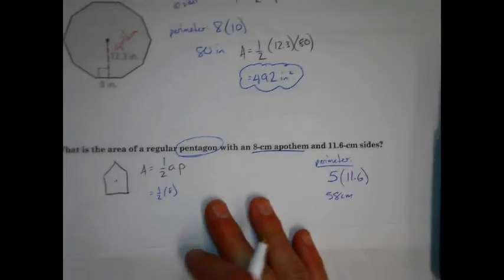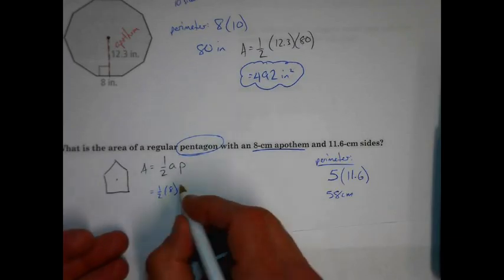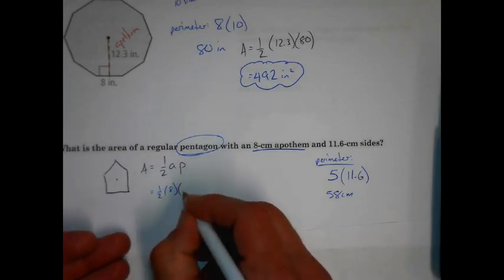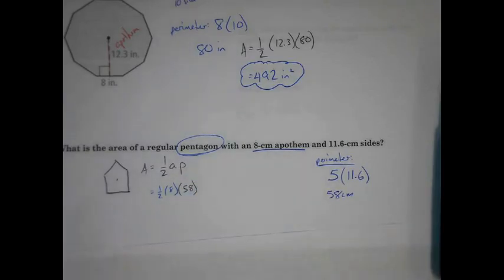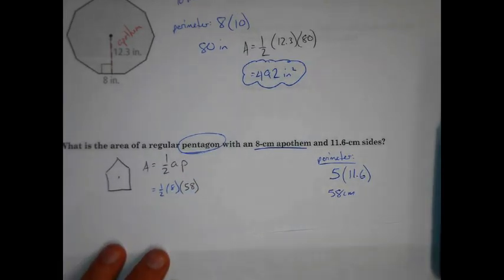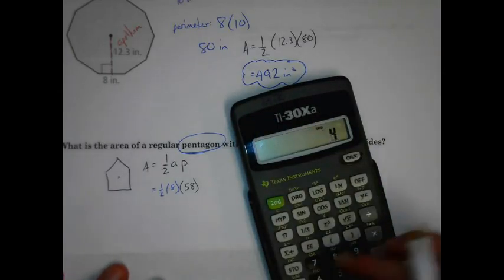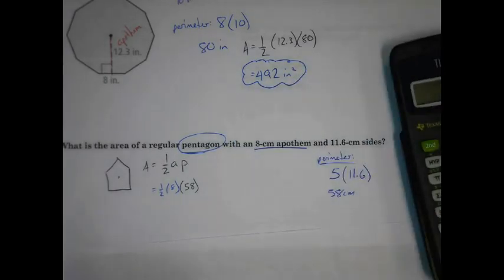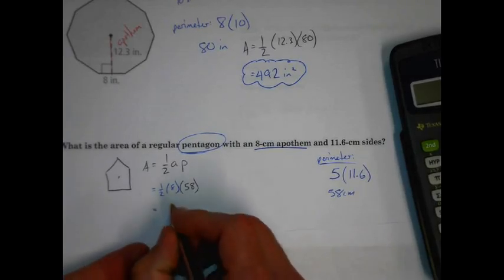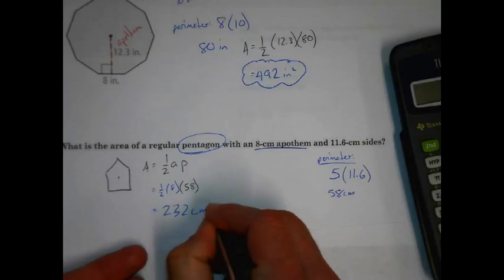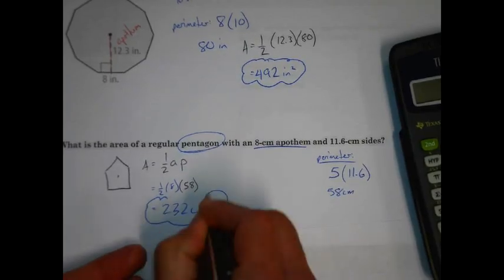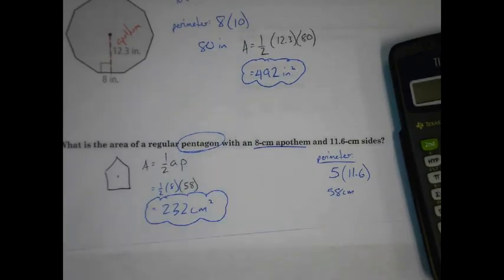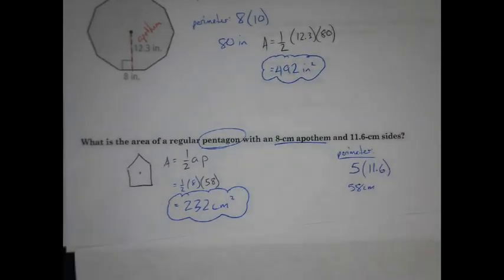So back to the area formula. It's 1/2 the apothem times the perimeter, which we just found is 58. Okay, so the rest, again, calculator work, or if you want to do some stuff in your head, 1/2 of 8 is 4, so 4 times 58. Either way, you're going to end up with 232 square centimeters. Okay, so 232 square centimeters. So that's how we find the area. Okay, so that's the area in general.